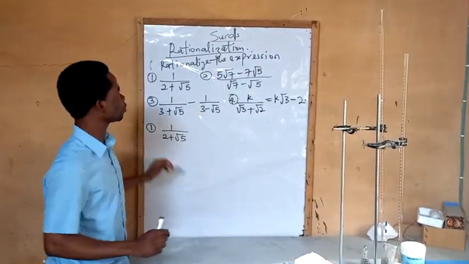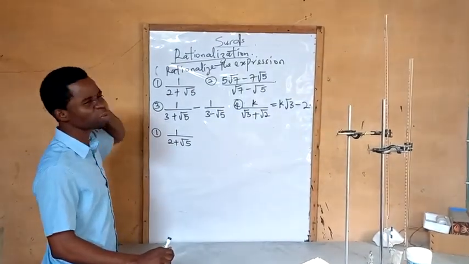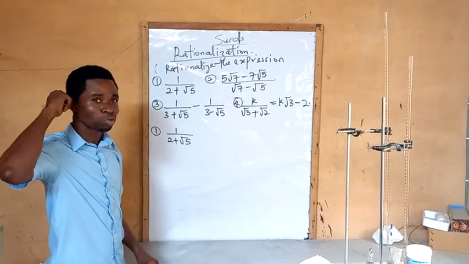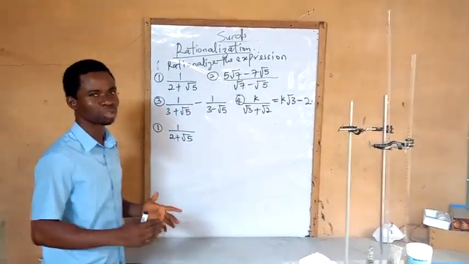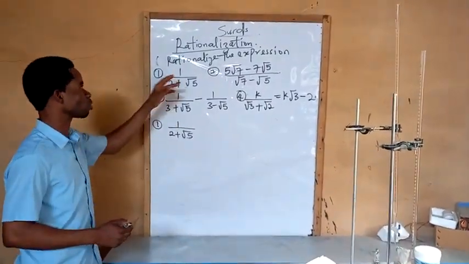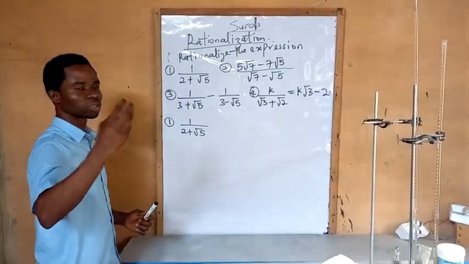This afternoon I want to talk about the rationalization of surds. Now, what is the meaning of rationalization? It's a way of clearing out the square root from the denominator. Now, before we start solving from number 1 to number 4, I would like to give us a tip.